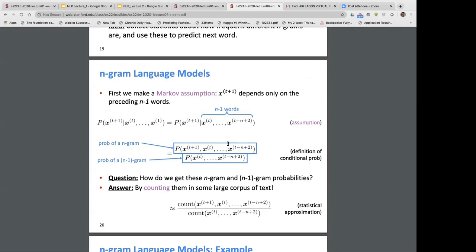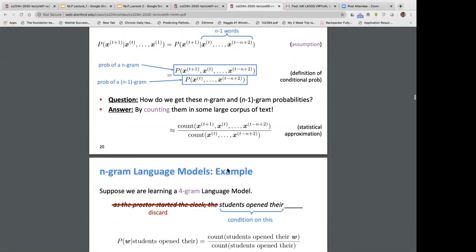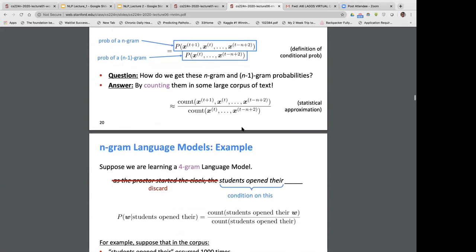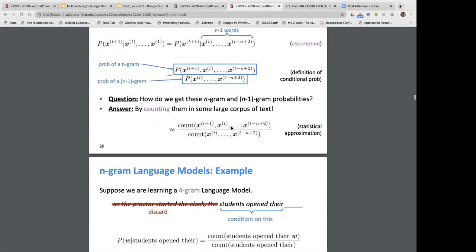So how do we model our language models? You obtain the probability of an n-gram over the probability of the n minus 1 gram. I'll explain that in the next slide. Basically, you want to count these probabilities over the whole text data that you have.